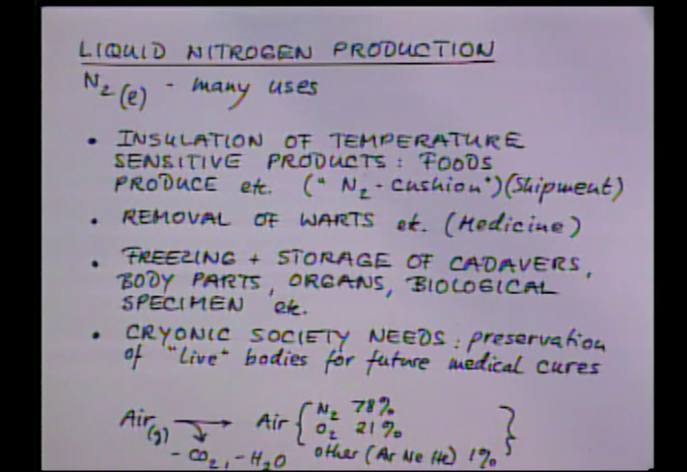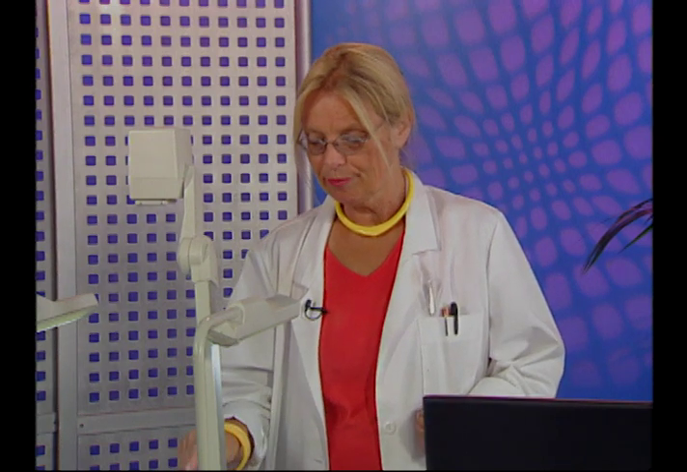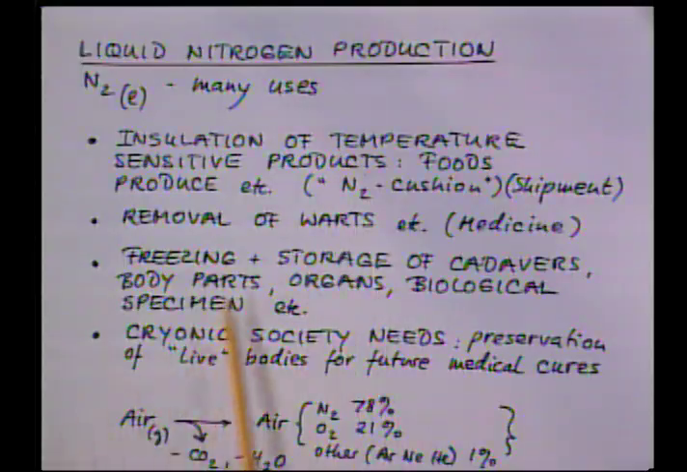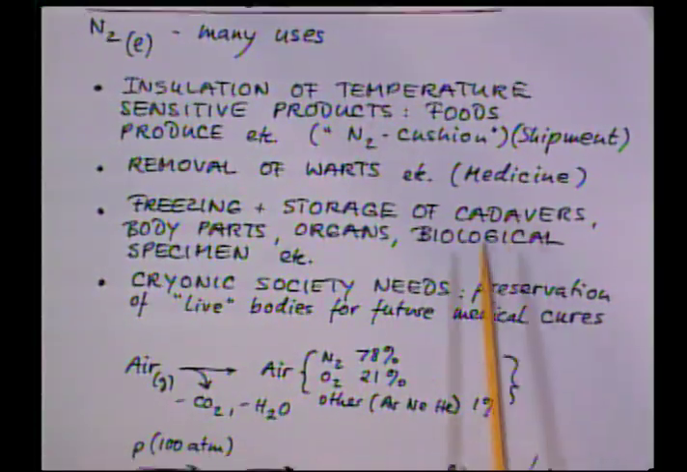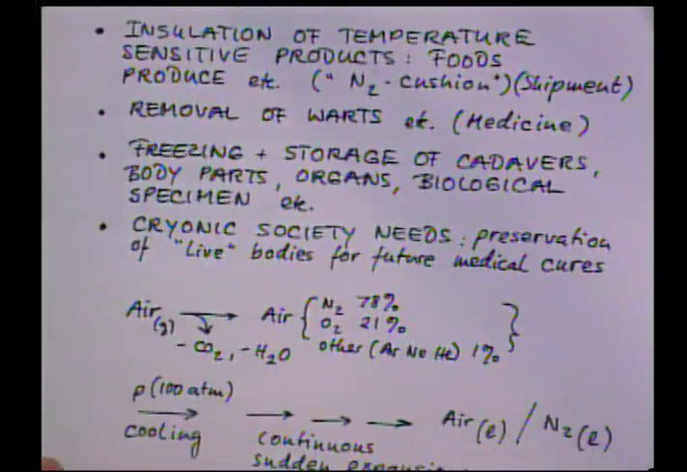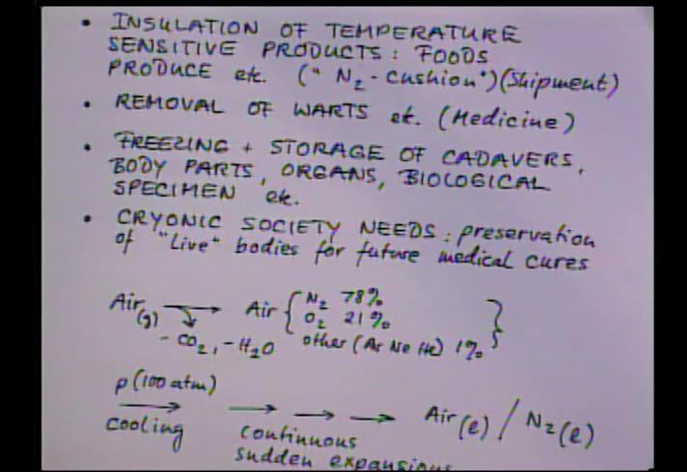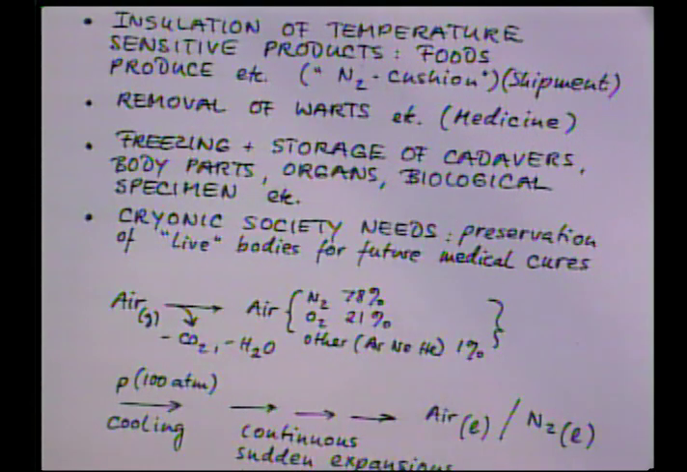It is used for storage of sensitive foods and products that are liable to decomposition. So one produces sort of a liquid nitrogen cushion around the products. It's also used, liquid air for instance, for the removal of warts. Nowadays they advertise do-it-yourself kits, so you don't have to go to the doctor to get your ugly warts removed anymore. And also for storage and freezing of cadavers and organs, etc., biological specimen, etc.